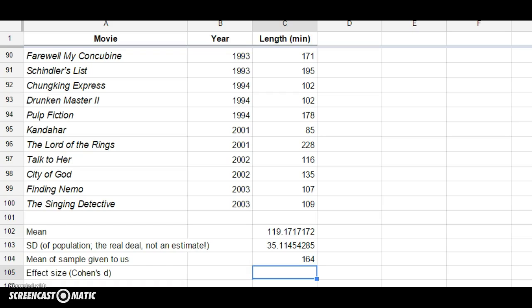Luckily, this is pretty easy to find. At least when we're doing these t-tests, all we want to know is how many standard deviations was our effect? How big was our effect in terms of standard deviations? So in our case, we were given a 164, and the population mean was a 119. So we can just subtract, let me show you the formula bar here.